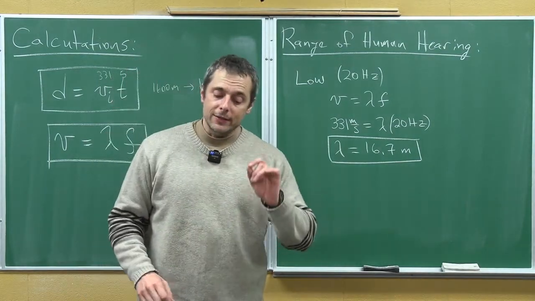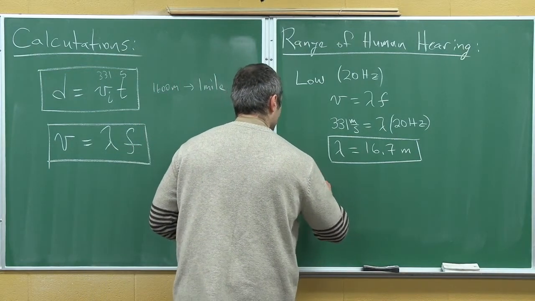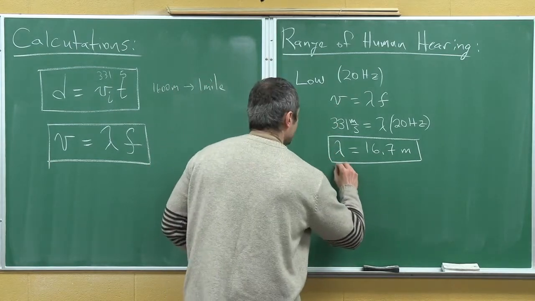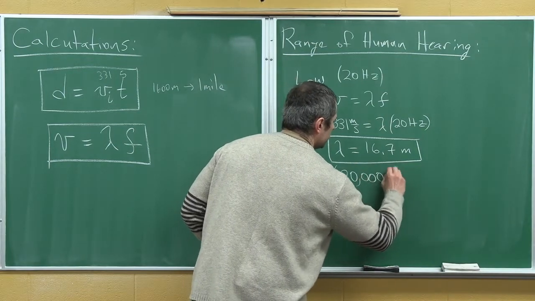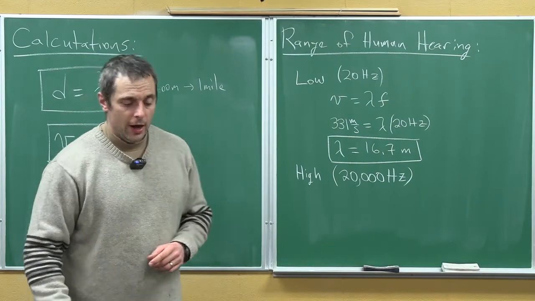So now, the high end, how high can we hear? Looks like I'm going to get a little crunched here. I got a little too enthusiastic, a little too big here. The highest that we can hear, on average, is 20,000 hertz. But some people could hear higher, some worse. I'll talk about that in a minute.